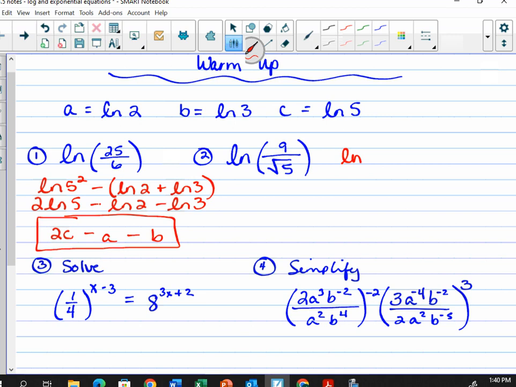So 9 I'm going to do as 3 squared minus, because of division. What exponent means square root? 1/2. Okay, and then where do the exponents go? Where do they go? In front. So 2 natural log of 3 minus 1/2 natural log of 5. Then we finally substitute. It will update here in a second. So I'm going to have 2b minus 1/2 c.